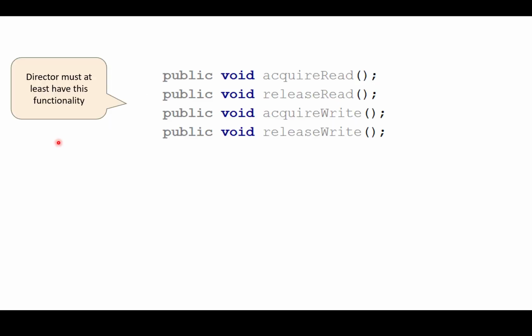And in order to perform those steps, we need to have at least this kind of functionality. We must be able to acquire read access. We must be able to say, I have now released read access. We must be able to acquire write access, and the writer will have to say, I'm done writing, so I release my write access.